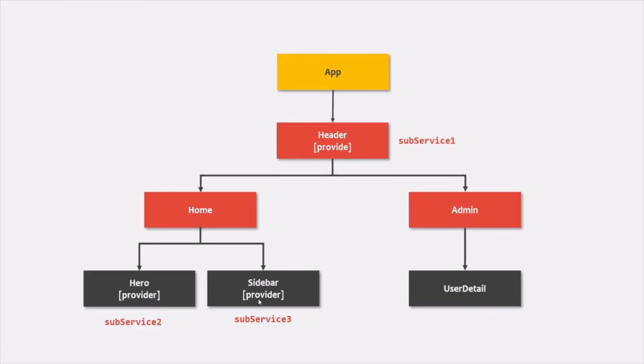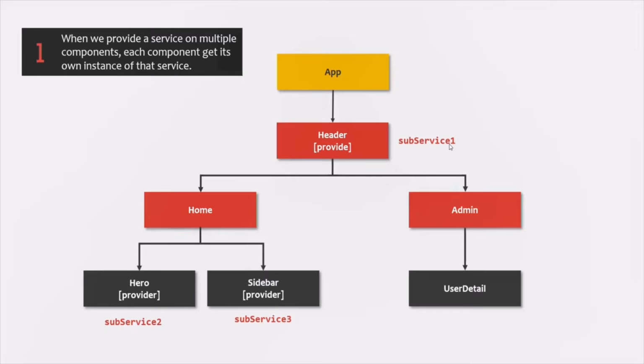That means if you do something with instance 1, it is not going to affect instance 2 and instance 3. If you do something with instance 3, it is not going to affect instance 2 and instance 1. So keep this point in mind. In whichever component we use the providers array, for that component we are going to get a unique instance of the dependent service. And this is very important to understand. So when we provide a service on multiple components, each component gets its own instance of that service.